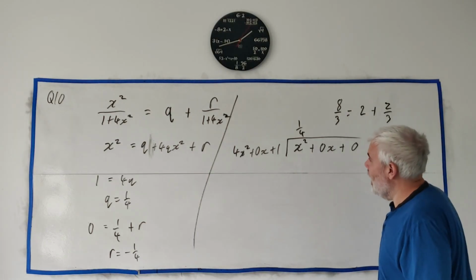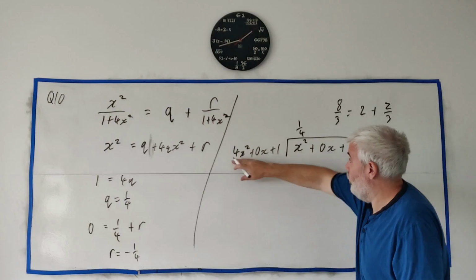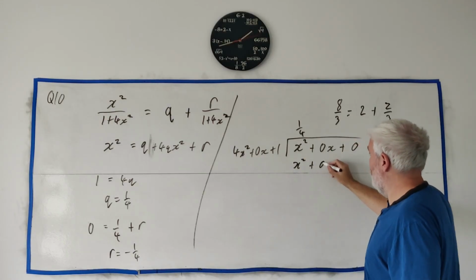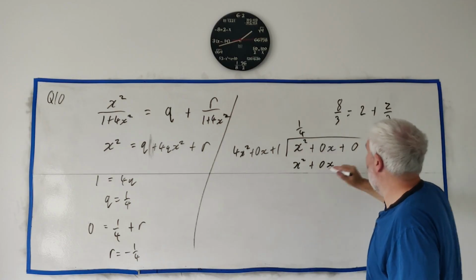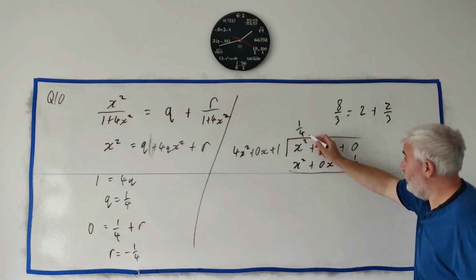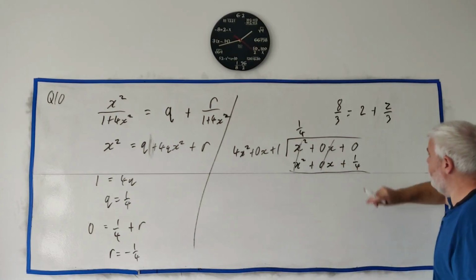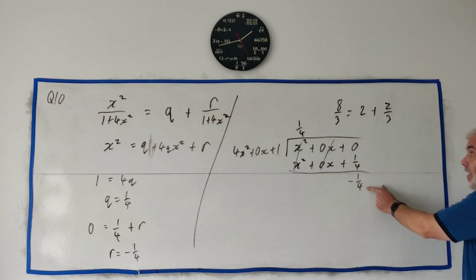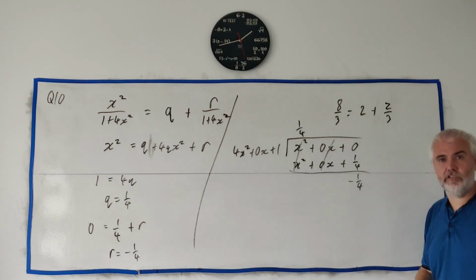Get the quotient, and then we just multiply 1 over 4 by all of this. This becomes x squared. 1 over 4 by that becomes 0x. 1 over 4 by 1 becomes 1 over 4. Take it away and we find our remainder. No remainder there, no remainder there. 0 take away this, it's minus 1 over 4. There's your remainder. So again, it was quite easy and straightforward both ways.